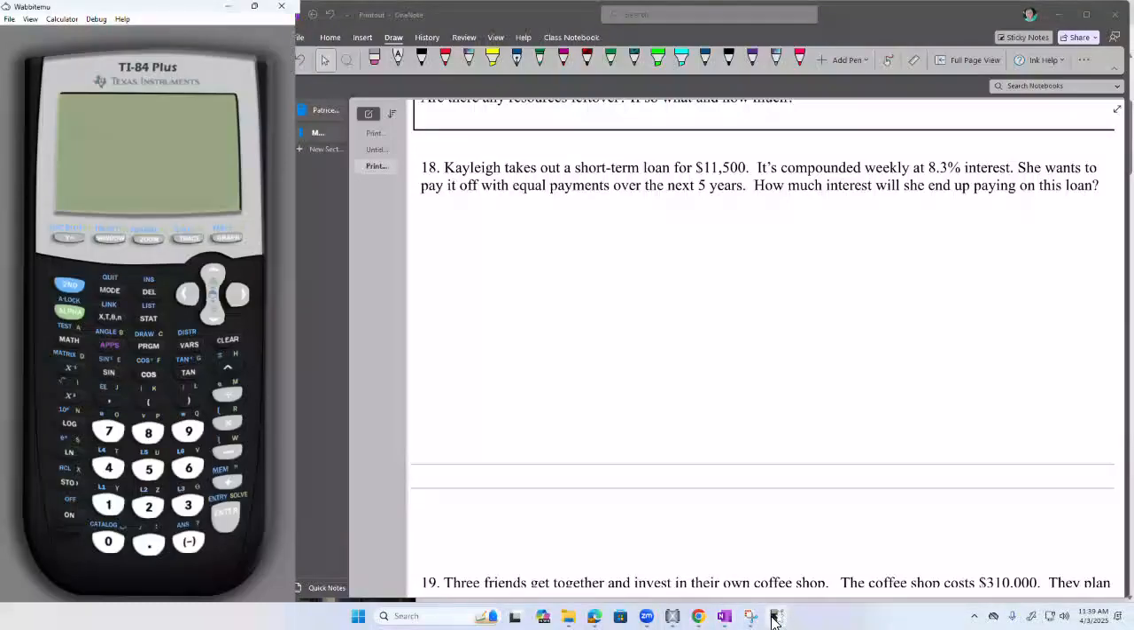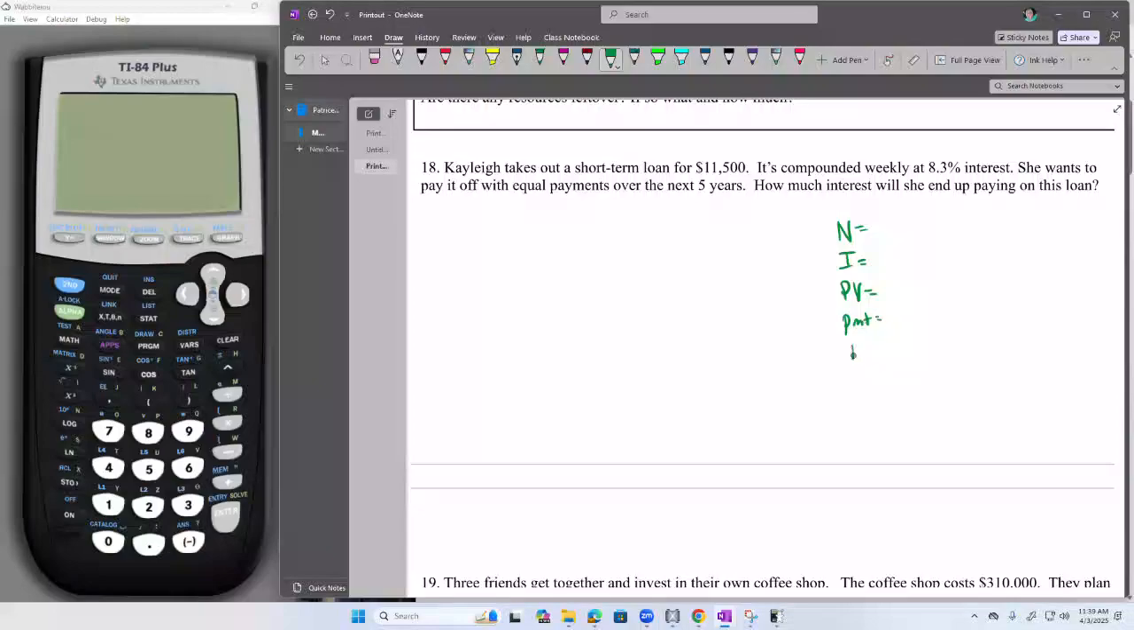Kaylee takes out a short-term loan for $11,500 compounded weekly. So I'm gonna put this down. So a short-term loan that goes in for my present value. I'm gonna pay it off, so my future value is 0. It's compounded weekly. So PY and CY are 52. N will be 52 times 5 because it's for 5 years.